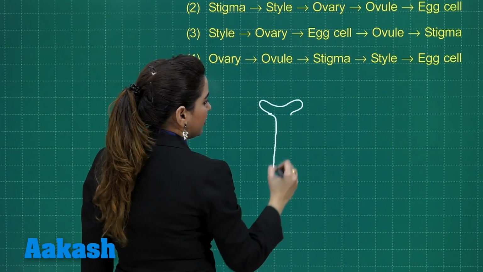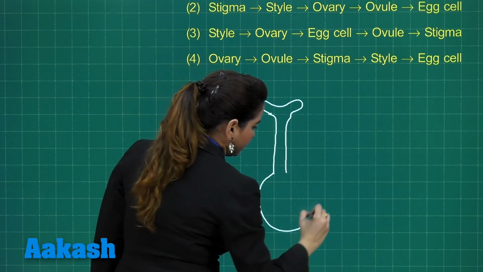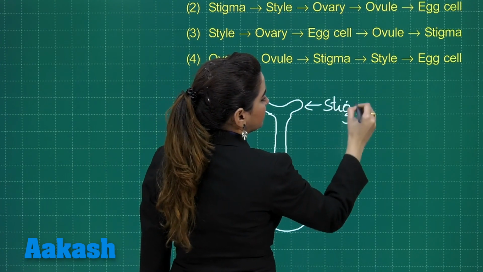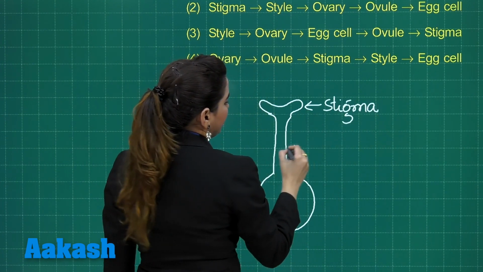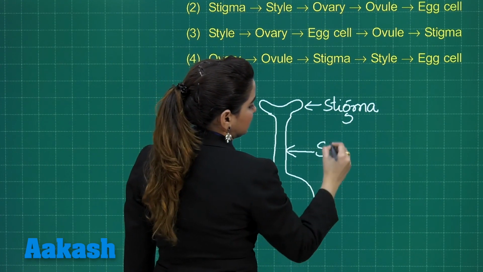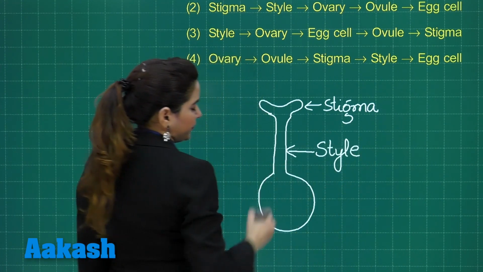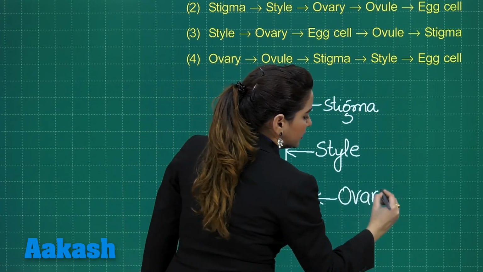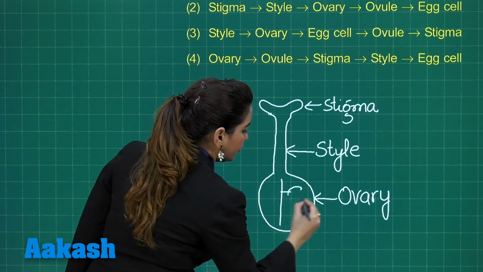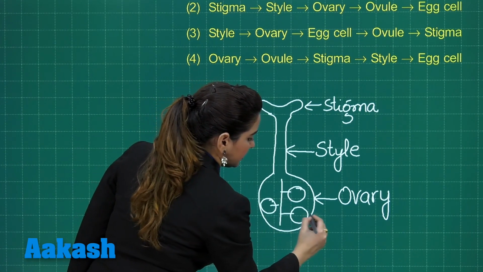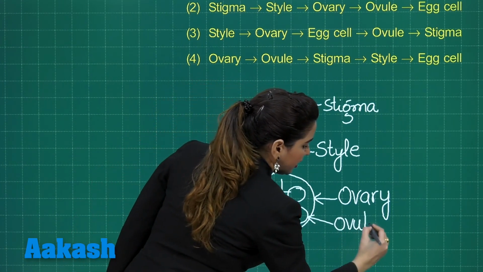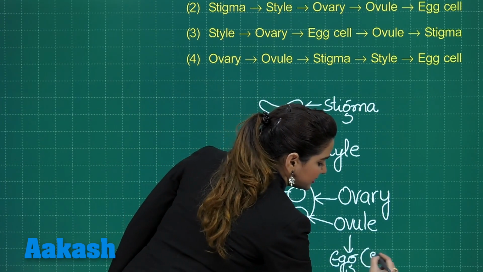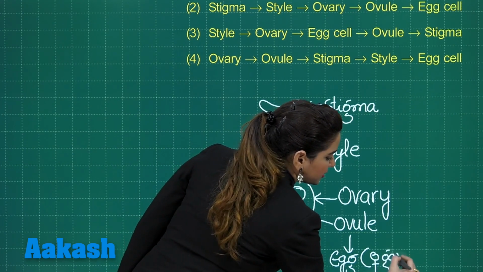This is stigma, this is style, and this is ovary. Yes, this is stigma, the receptive part. This one is style, the long tubular part, and the basal swollen part is ovary. Students, inside the ovary, ovules are present. Yes, this is an ovule, and inside the ovule, egg is present. What is egg? Egg is the female gamete.